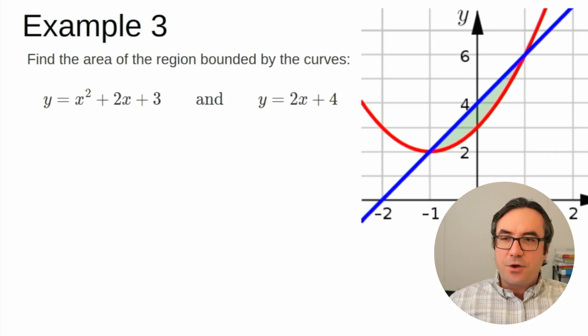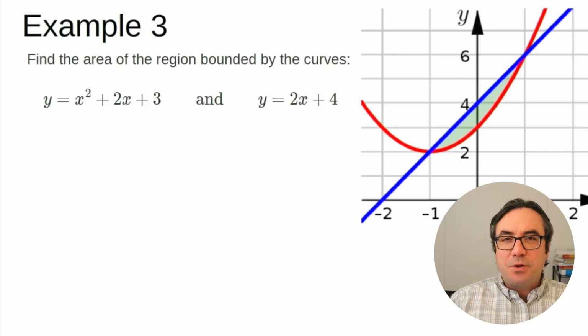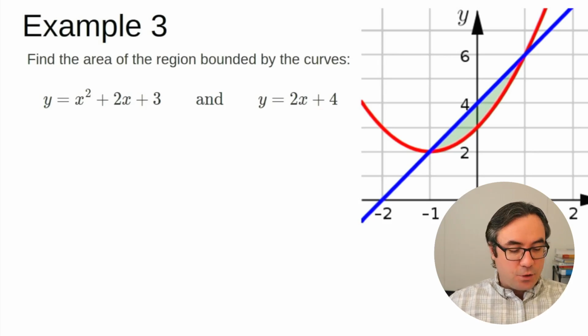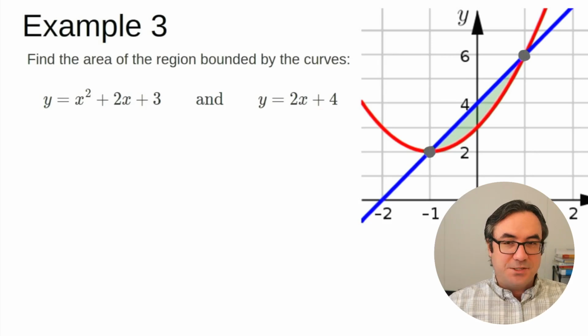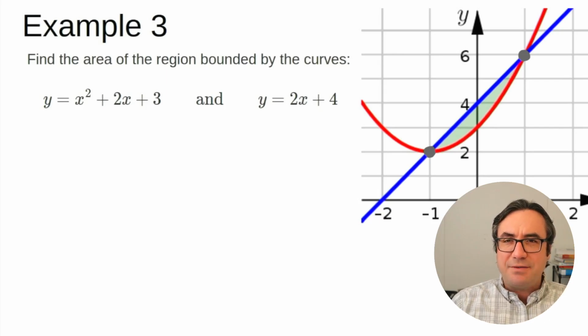So if we're looking at the graph, we've got two functions: y equal to x squared plus 2x plus 3, and then a second function, y equal to 2x plus 4. And if we're looking at their graphs, it looks like they have two intersection points. All right, and we want to find the area for that region that goes in between those intersection points. So we want to find that section bounded by the two graphs.